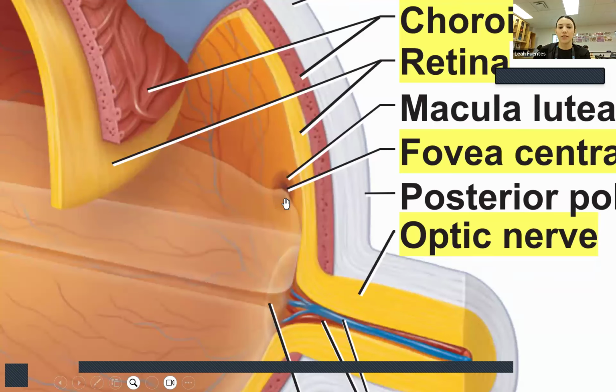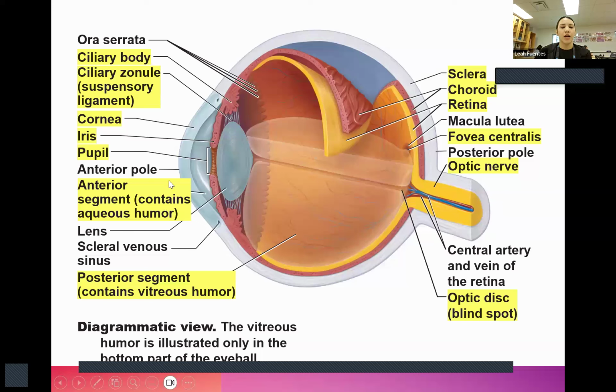We have our optic nerve back here, which is one of our cranial nerves. And then deep in here, we have our optic disc, which is also known as our blind spot. So again, you do want to be familiar with this entire image, but everything in yellow is what we see asked a lot on the exam.